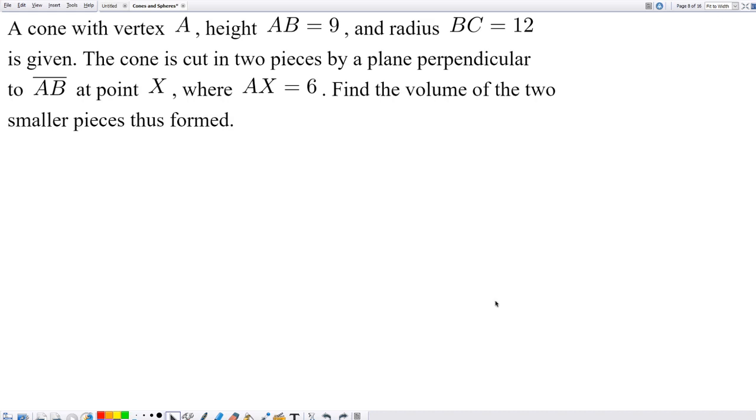Hello again. So let's look at this next problem. A cone with vertex A, height AB equals 9, and radius BC equals 12 is given. So let's just start by drawing that out.